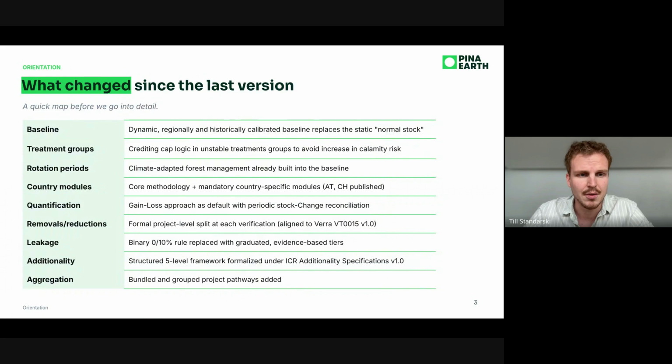So we rebuilt the entire baseline. We introduced treatment groups to allow for better steering of stock retainment and stock increase. We introduced country modules. We rewrote the quantification chapter. We refined the leakage system, and also the additionality chapter, and also introduced the option to develop grouped and bundled projects.